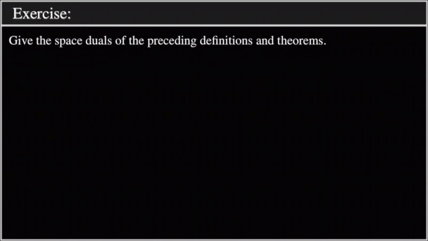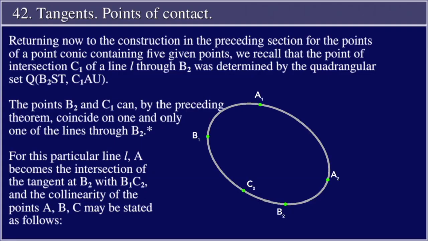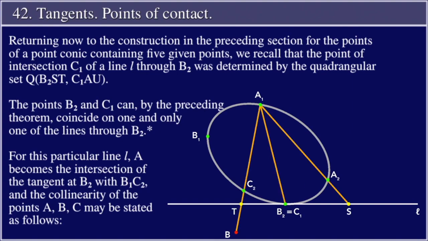Exercise: give the space duals of the preceding definitions and theorems. Returning now to the construction in the preceding section for the points of a point conic containing 5 given points, we recall that the point of intersection C1 of a line L through B2 was determined by the quadrangular set Q with point triple B2ST and triangle triple C1AU.